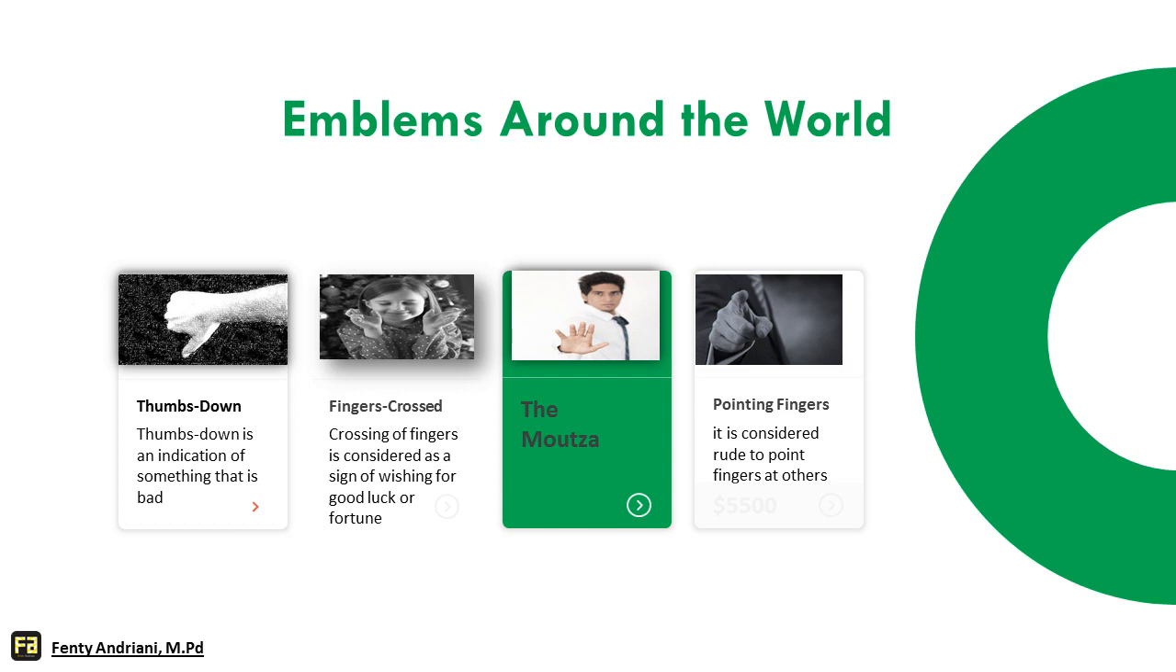Next, the moutza. While talking to a friend, we may open our palm and stretch out our fingers. But if increased, this suggests that we are asking the person to leave us alone. Then, the moutza in American terms is similar to the gesture that means talk to the hand. Meanwhile, displaying our open palm in front of someone's face is highly offensive in parts of the Middle East countries.